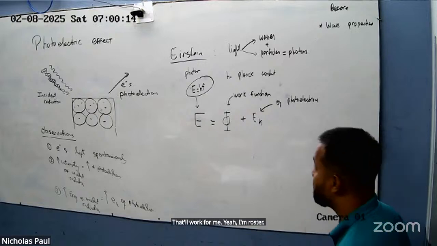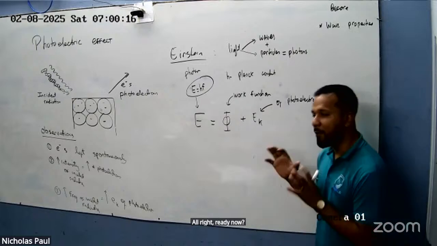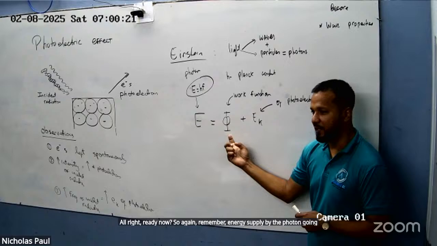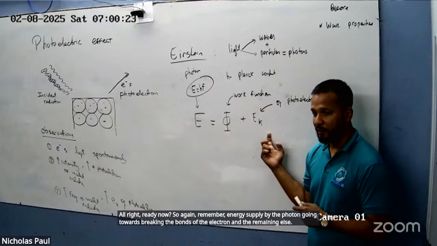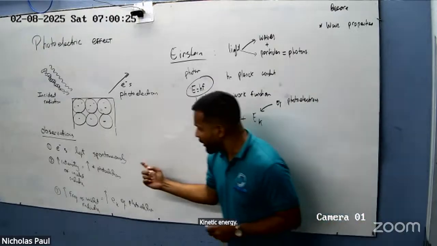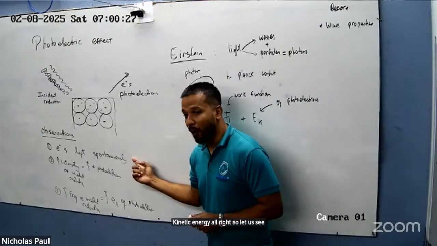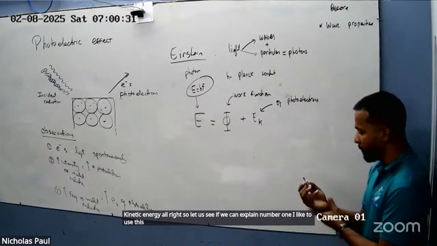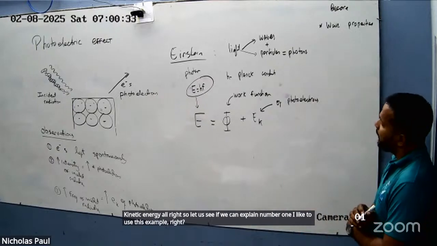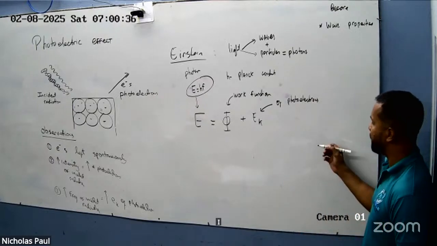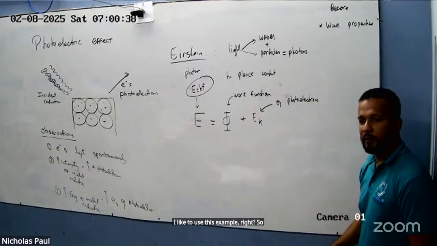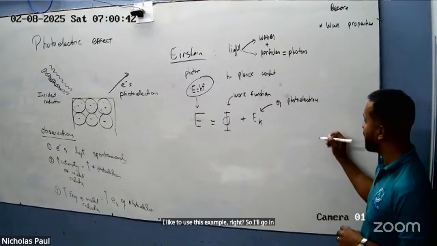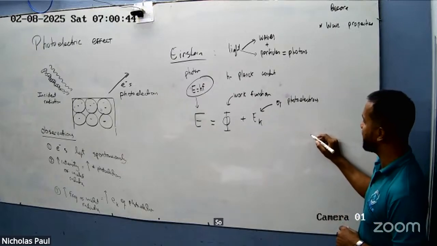All right, ready now? Again, remember, energy supplied by the photon goes towards breaking the bonds of the electron, and the remaining is kinetic energy. So let us see if we can explain number one. I like to use this example. I'll go to a concert later.